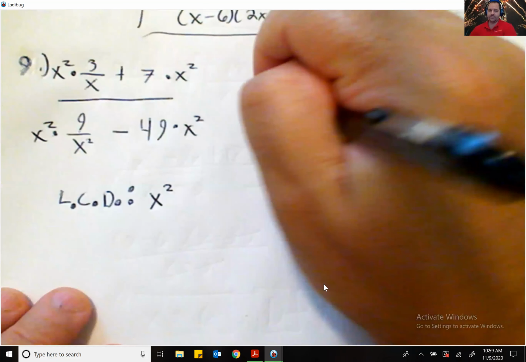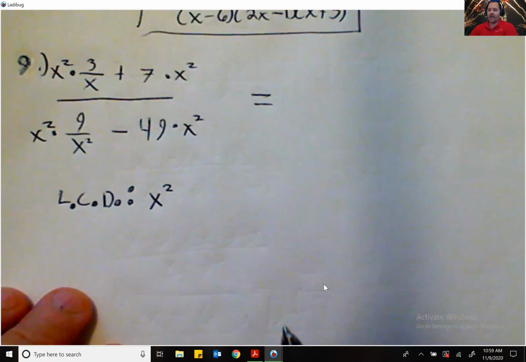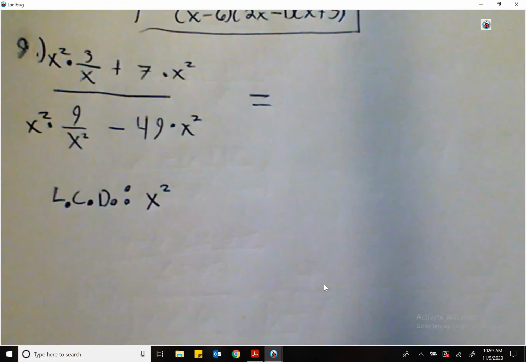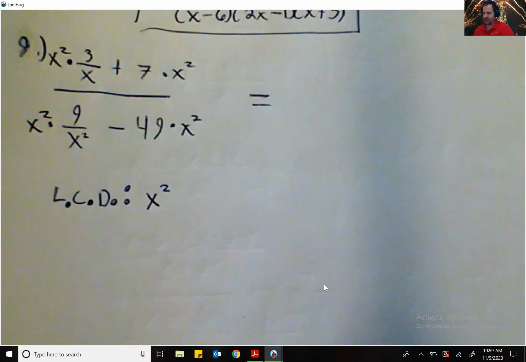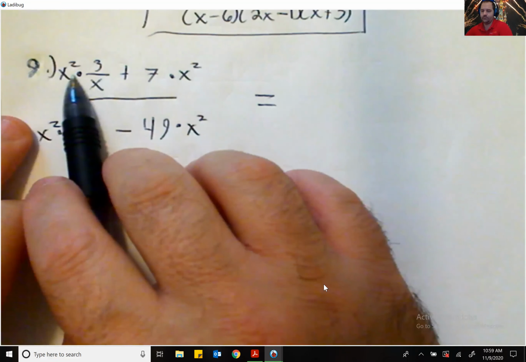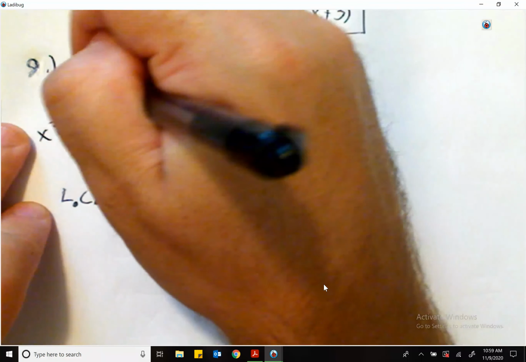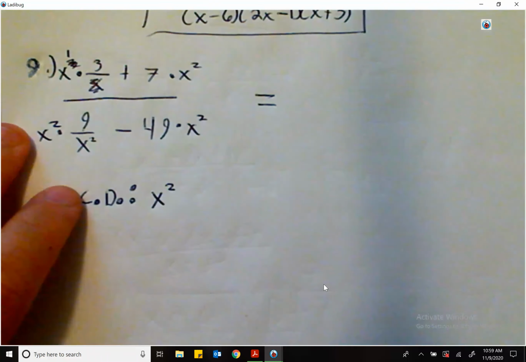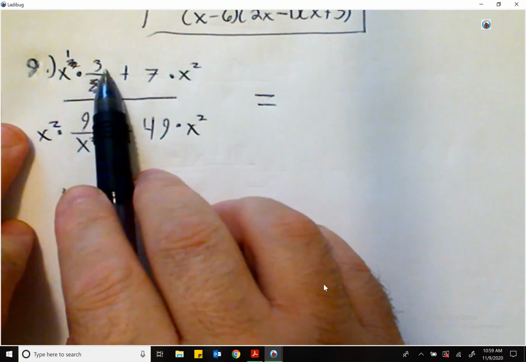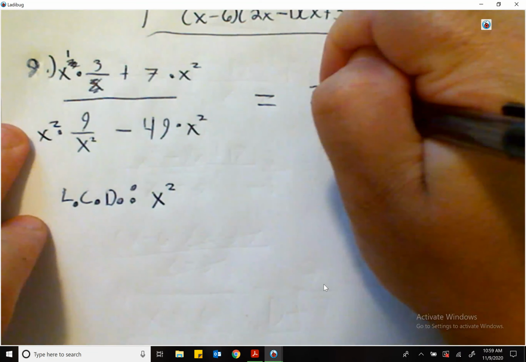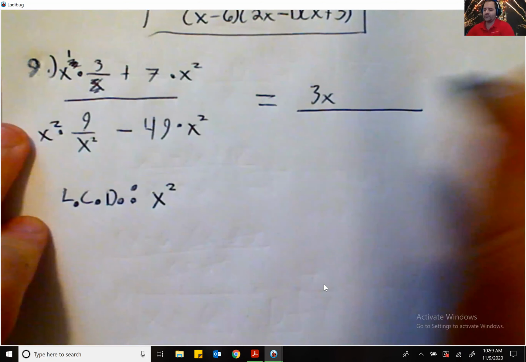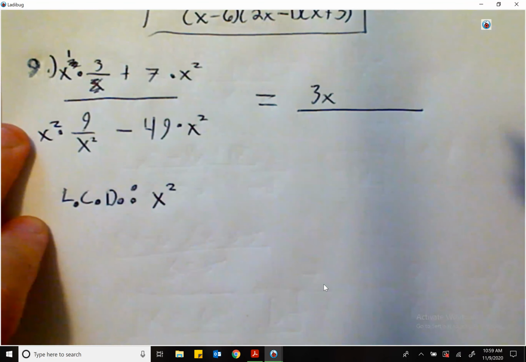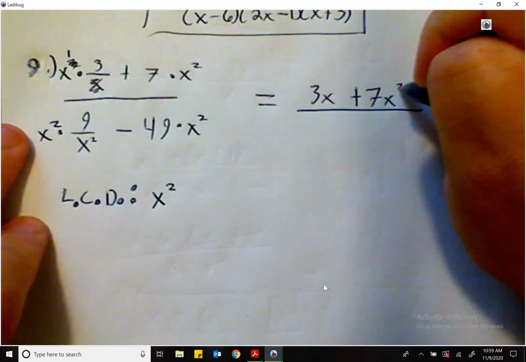So let's find out what happens. What's going to happen between the x squared and the x? One is going to cancel out the other. Do all the x squareds get canceled out? No, just one. So that x goes away, and that really just becomes a number 1. So what do I have left here? 3x. All right. What's going to happen between the 7 and the x squared? 7x squared. All right, so a positive 7x squared.